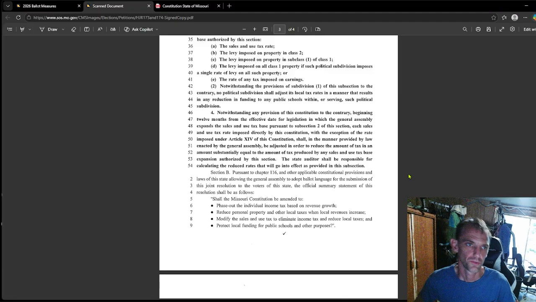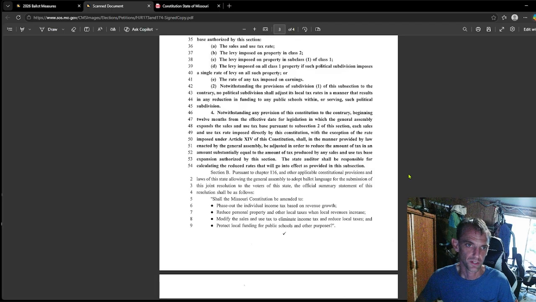Subdivision 2 of subsection 3. Notwithstanding the provisions of subdivision 1 of this subsection to the contrary, no political subdivision shall adjust its local tax rate in a manner that results in any reduction in funding to any public schools within or serving such political subdivision.